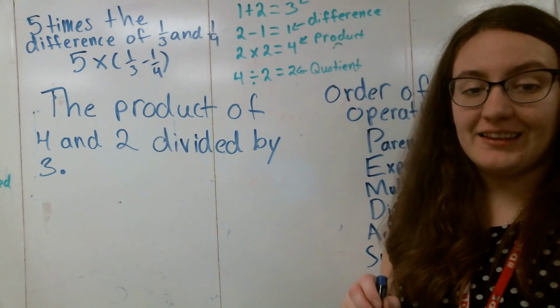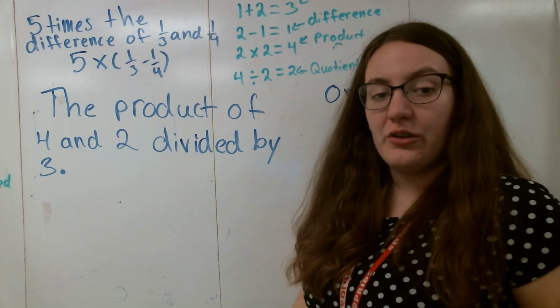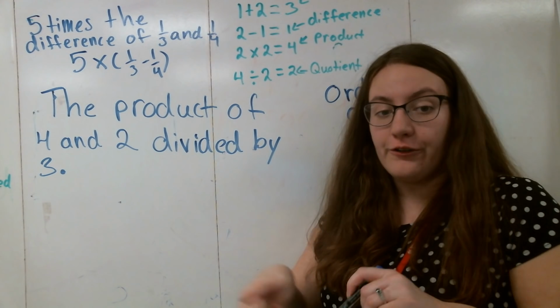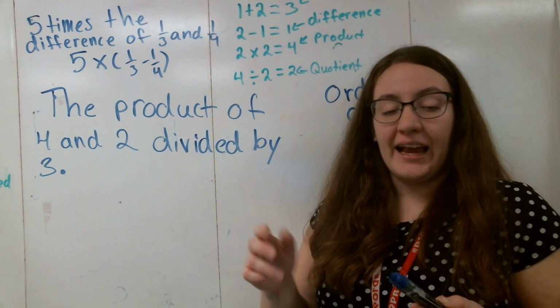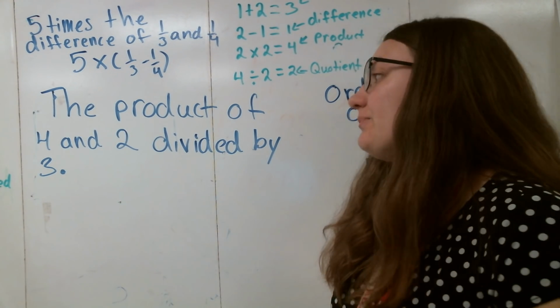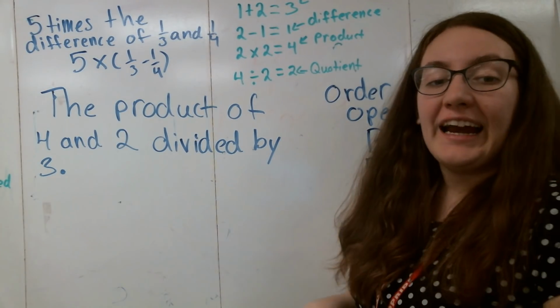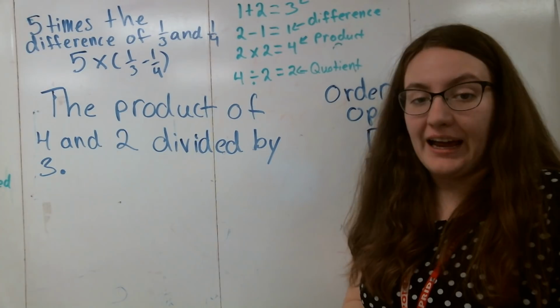So let's take a look at this problem right here. This one, we have to create a numerical expression from this so that we can then solve it. So what this is telling me is that I have the product of 4 and 2 divided by 3.